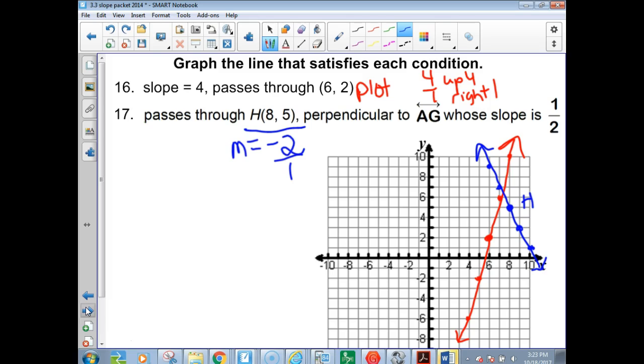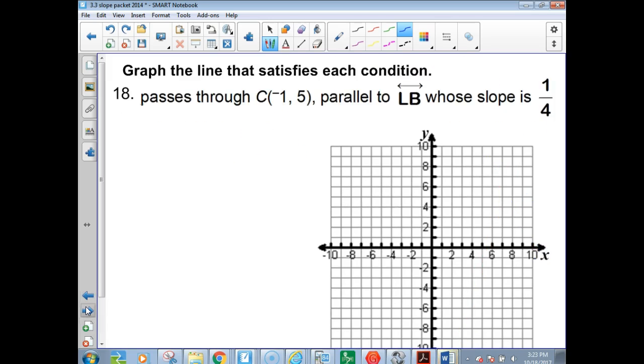Anybody still need this page? Pardon me? I know, it's kind of confusing that there's no line AG on there. You get what I'm saying? That would be nice if it was there so you could kind of see it hit the other one. So this one's kind of like that too.